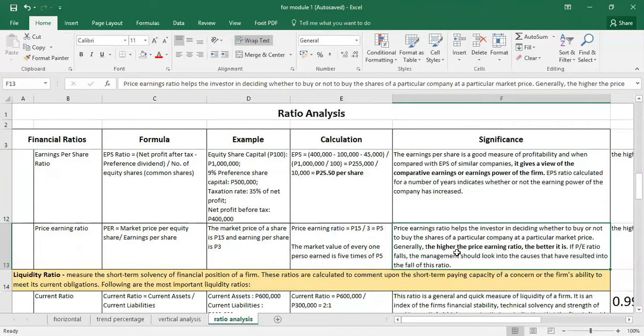So, PE ratio or price earnings ratio, so kanina earnings per share, EPS, ngayon price earning naman, ginagamit natin ang formula ng EPS to compute for the price earning. Price earnings ratio helps the investor in deciding whether to buy or not the shares of a particular company at a particular market price. So, may market price tayong tinatawag.